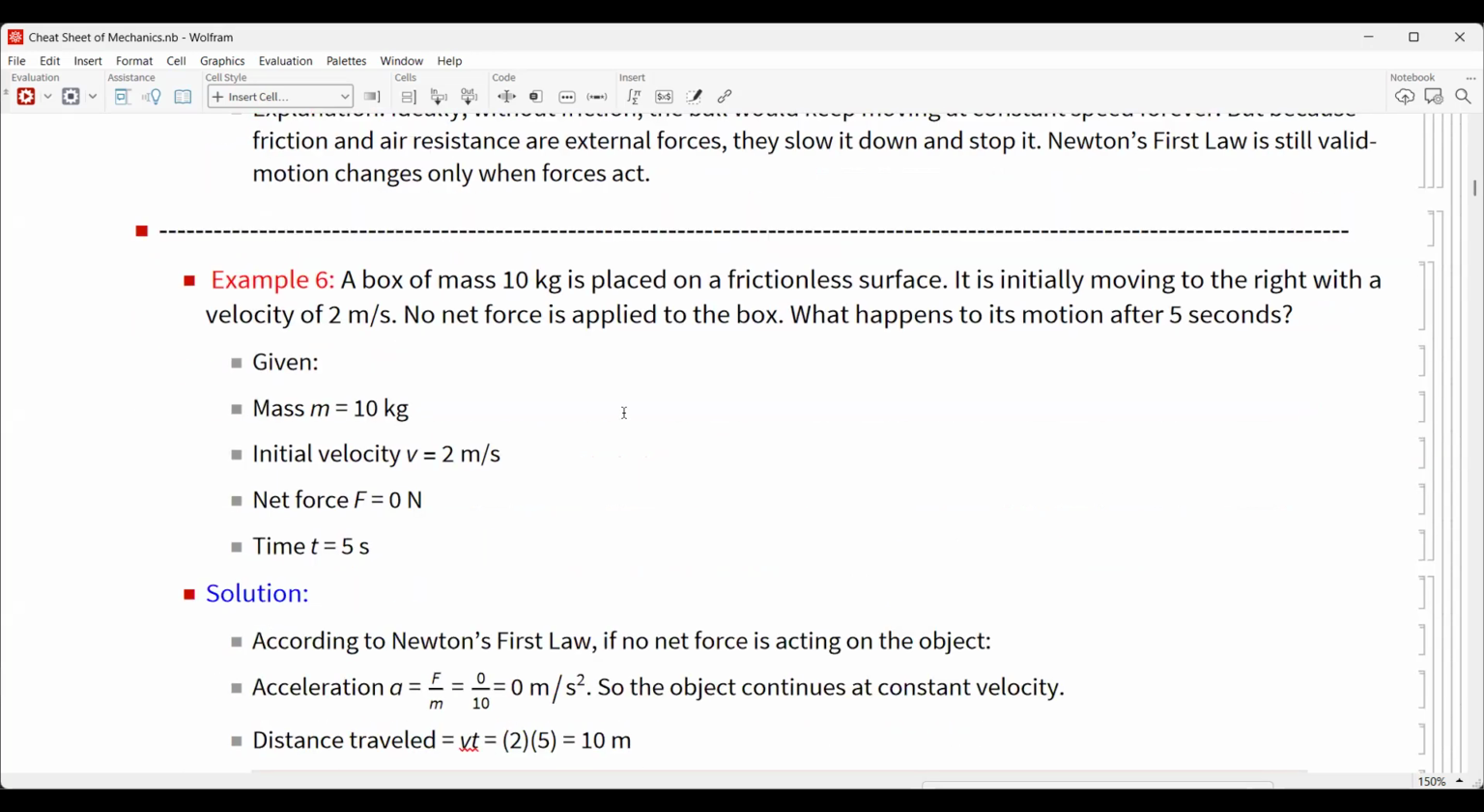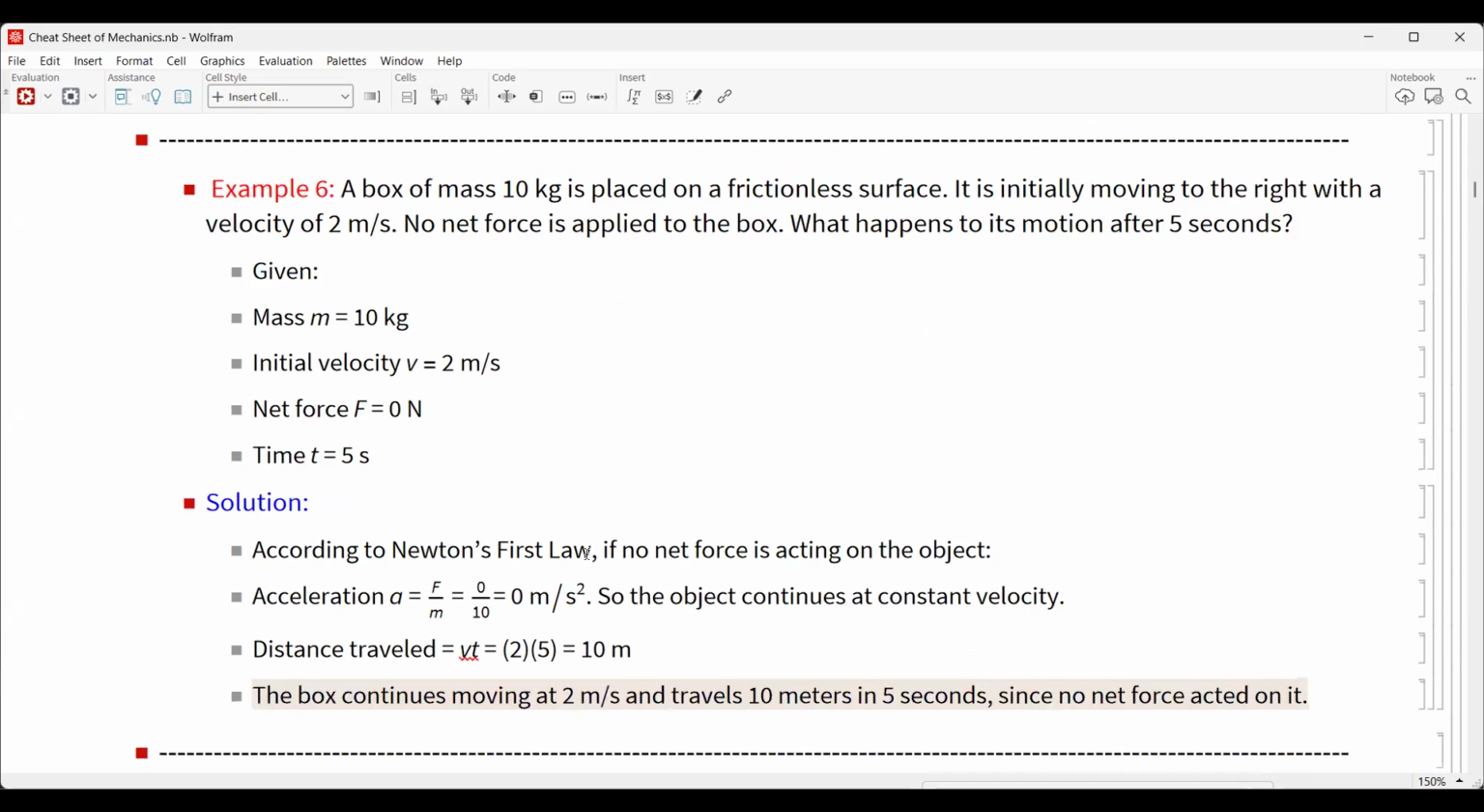Okay. Another example here: a box of mass 10 kilograms is placed on a frictionless surface. It is initially moving to the right with a velocity of 2 meters per second. No net force is applied to the box. What happens to its motion after 5 seconds? So we have the mass here equal to 10 kilograms. The initial velocity is equal to 2 meters per second. Net force is equal to 0. The time interval here is equal to 5 seconds.